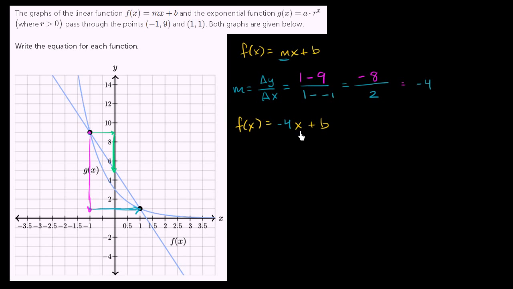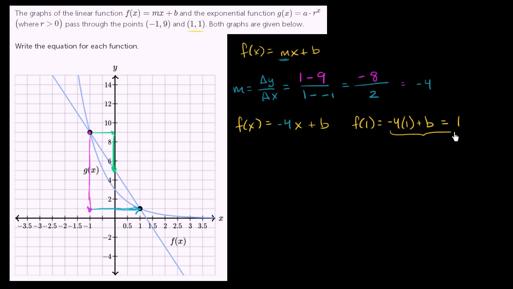So now let's think about what b is. To figure out b, we could use either one of these points to figure out what f of x, given an x, what f of x is, and then we can solve for b. So let's try 1, because 1's a nice simple number. So we could write f of 1, which would be negative 4 times 1 plus b. And they tell us that f of 1 is equal to 1.